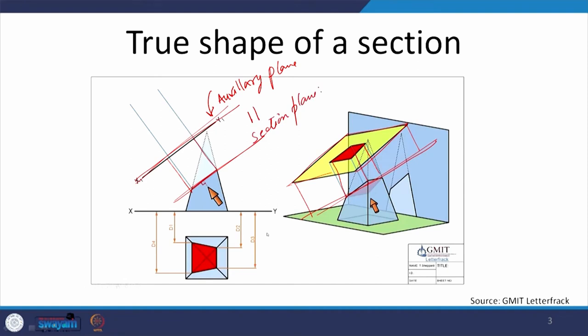Now, where we draw the auxiliary plane will depend upon the position of the section plane, to which plane it is perpendicular, to which plane it is inclined. We will gradually see in upcoming lectures how to draw the true shape of the section along with the section of the solid. So, there are different solids. We have already learned about different types of solids. Here, I am going to take the most common types of solids and we will understand how the sections of these solids will go.